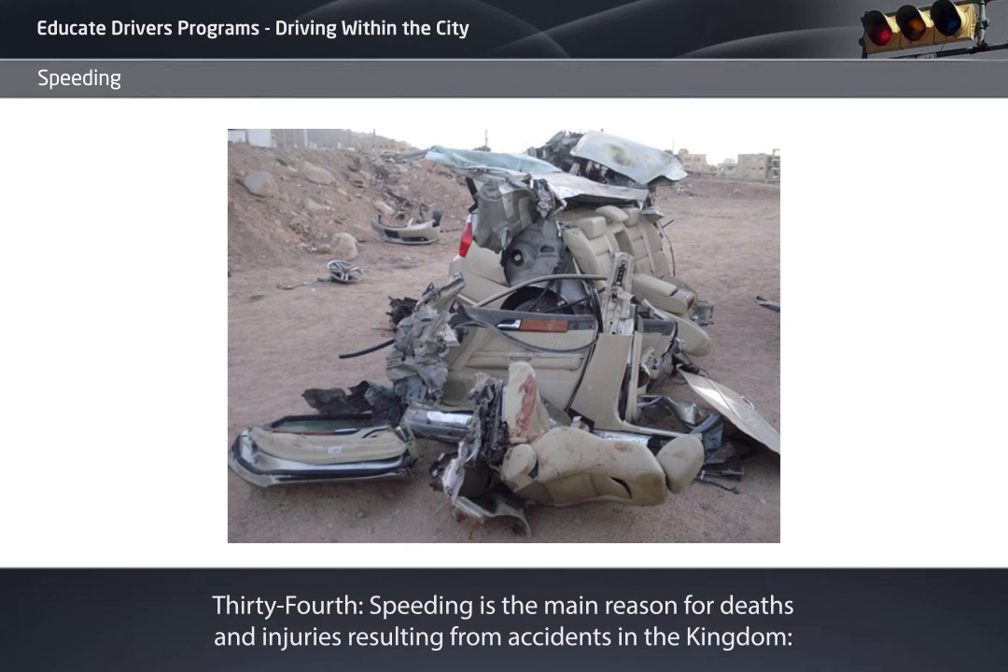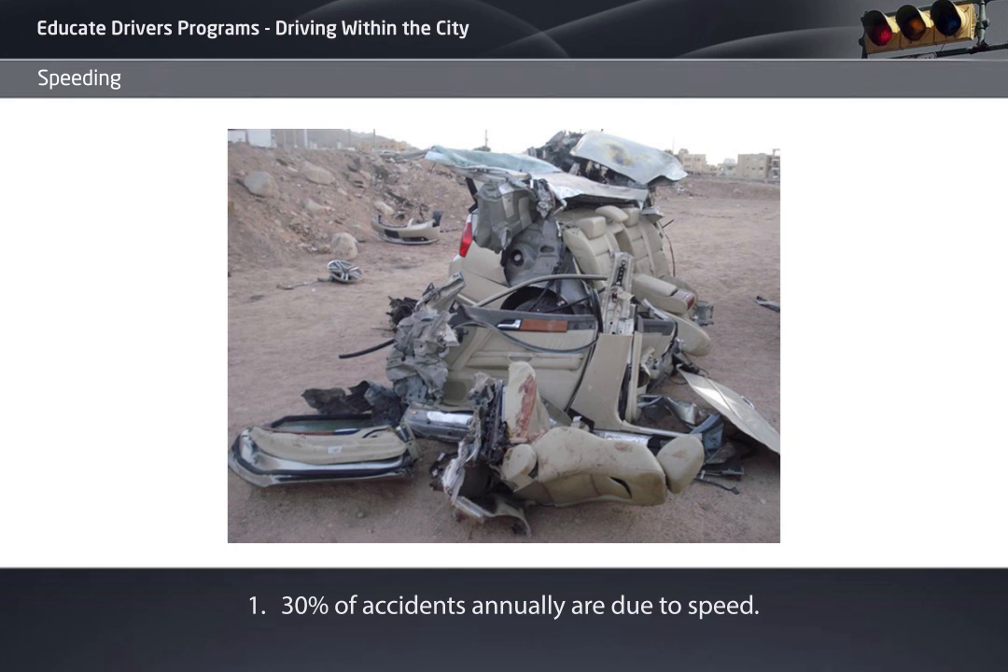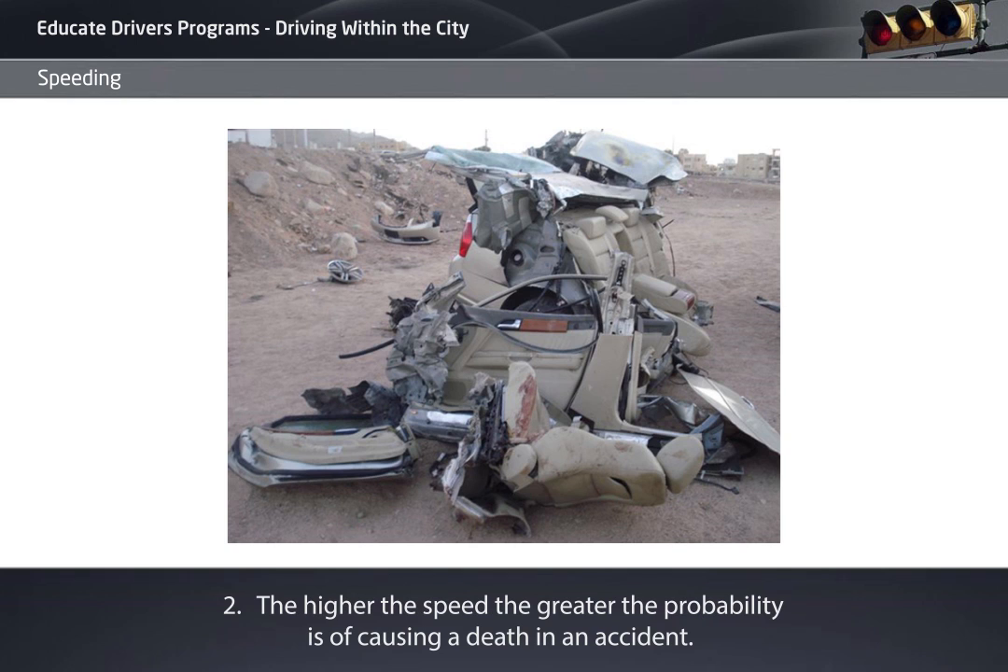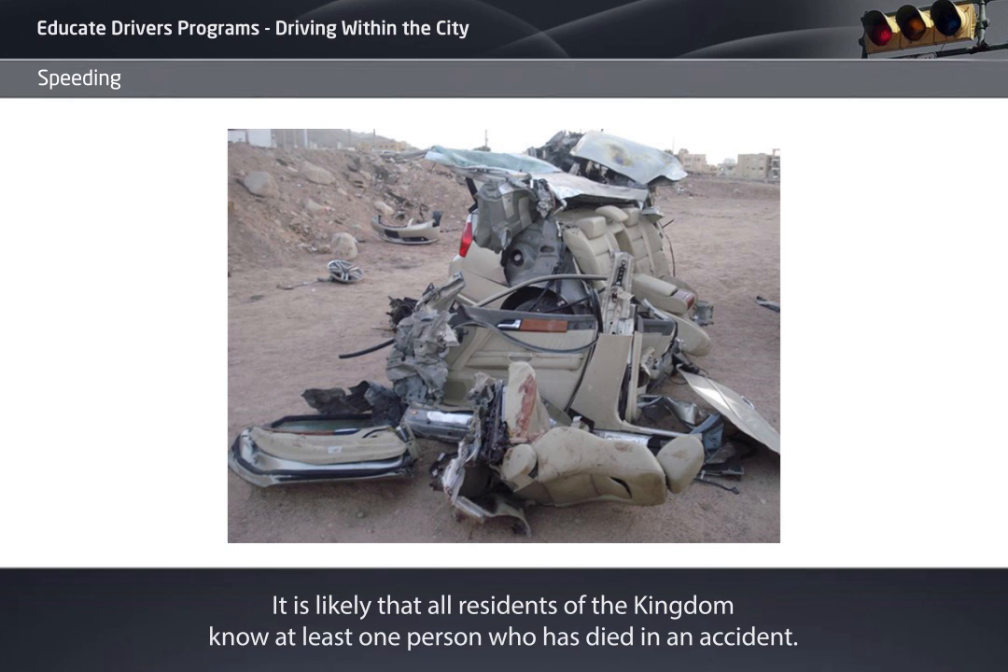34th. Speeding is the main reason for deaths and injuries resulting from accidents in the kingdom. 1. 30% of accidents annually are due to speed. 2. The higher the speed, the greater the probability is of causing a death in an accident. It is likely that all residents of the kingdom know at least one person who has died in an accident.